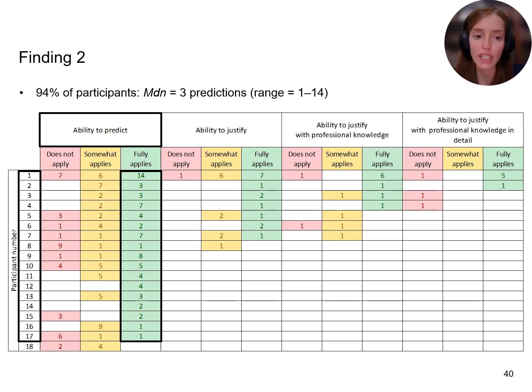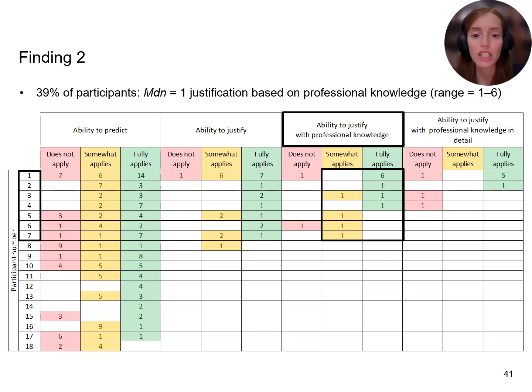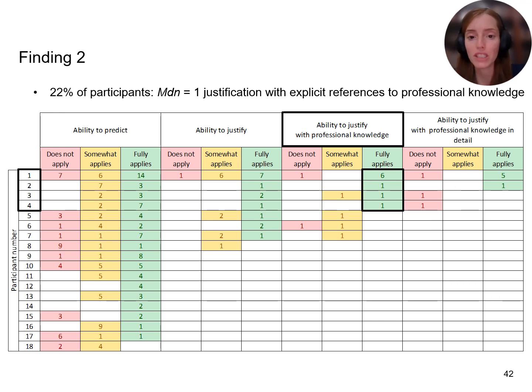Regarding the ability to predict, the majority of the participants showed predictions about possible effects of instruction on student learning. However, less than the half of the participants used professional knowledge to justify their predictions, and less than a quarter of the participants cited research findings and theories to support their justifications. Let's have a look at an example representing high levels of lesson planning skills.